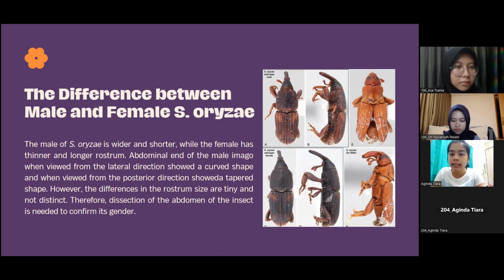The abdominal end of the male imago, when viewed from the lateral direction, shows a curved shape, and when viewed from the posterior direction, shows a tapered shape. However, the differences in rostrum size are tiny and not distinct. Therefore, dissection of the abdomen of the insect is needed to confirm its gender.